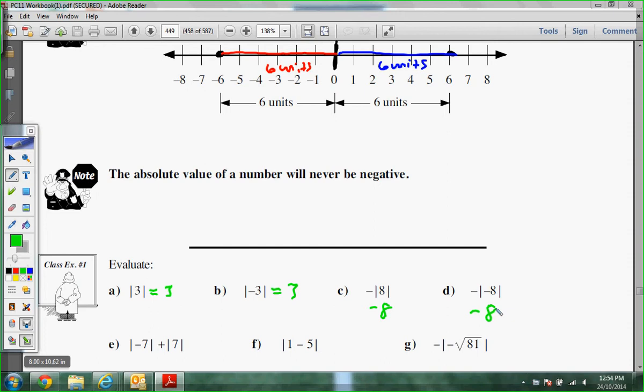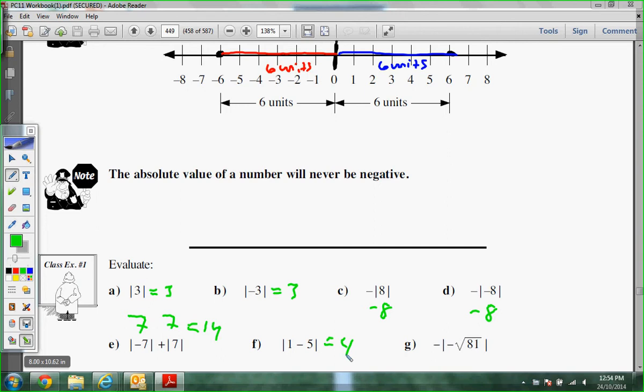Here I have negative 7, absolute value, that's 7, plus root 7, so I have 14. 1 minus 5 is negative 4, absolute value of negative 4 is positive 4. This next one has a lot going on, so I'll let you think about it and see if you get the right answer. But I can always tell you this: if there's a negative outside the absolute value, what type of answer will you have? A negative, for sure. It can't change.